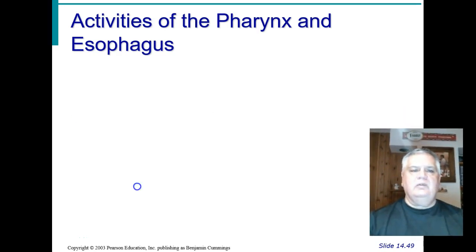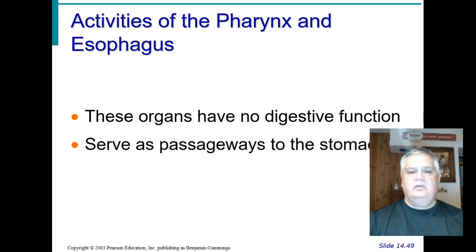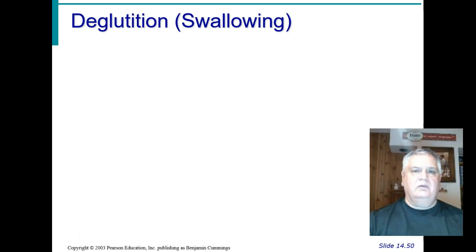From the mouth, we move to the pharynx and the esophagus. Remember, these organs are not going to have really any digestive function. They're going to simply serve as passageways to the stomach. So the primary process that's going to occur there is propulsion. And with regard to propulsion, we can take a look at initially moving the food into the pharynx and the esophagus during the process of swallowing.